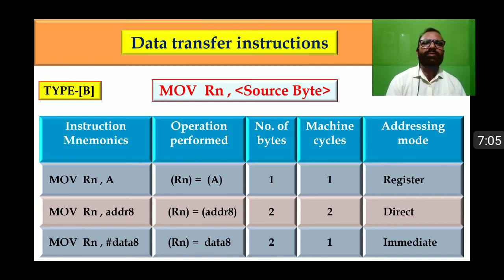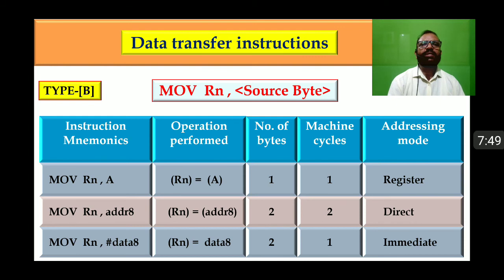The second instruction is MOV Rn, address 8. The address is again an 8-bit address ranging from 00 hex to 7F hex, which is the range of addresses of the internal RAM. The content of that address location, specified in the second byte of this instruction, is copied into register Rn. This instruction requires 2 bytes, 1 byte for the MOV Rn opcode and the second byte for the 8-bit address. Machine cycles required are 2, and the addressing mode is the direct addressing mode.